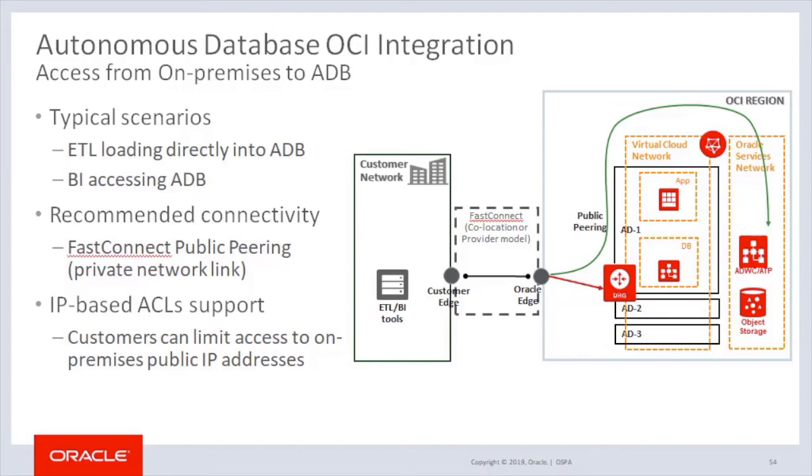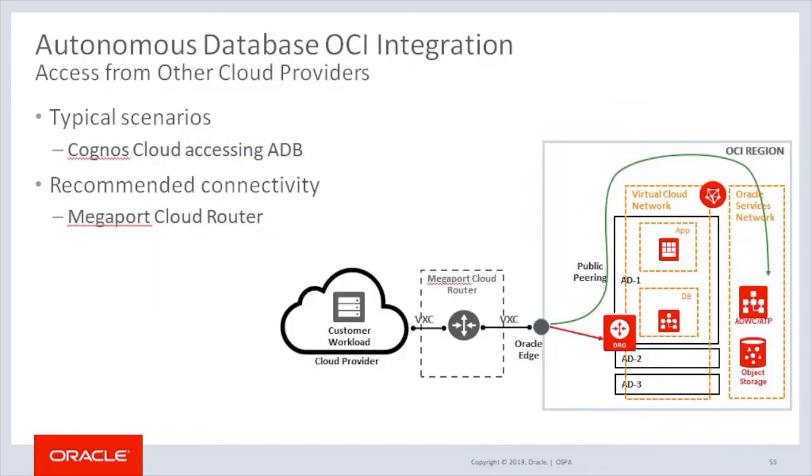The recommended connectivity for Autonomous Database is through Oracle's Fast Connect service, which creates a very fast private network link between the customer's data center and Oracle's public cloud. Fast Connect public peering enables you to access public services in the Oracle Cloud without traffic traversing the internet path. Using Fast Connect public peering, you can connect to public services like the Oracle Object Storage, public load balancers in your VCN, public IPs on compute, or supported SaaS services, as well as Oracle's Autonomous Database service. Fast Connect can be implemented as a co-location or provider model.